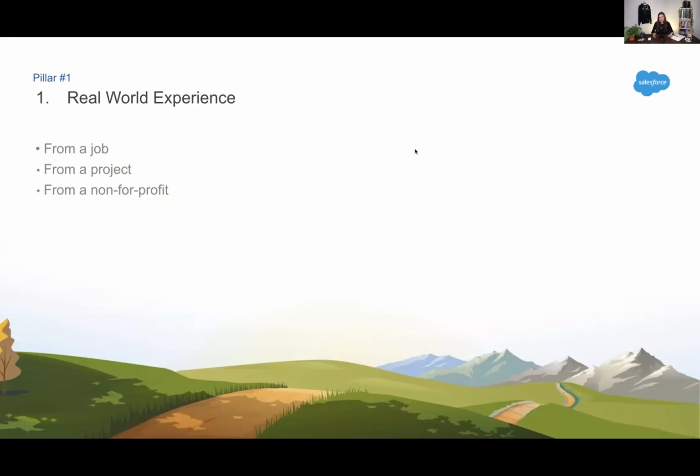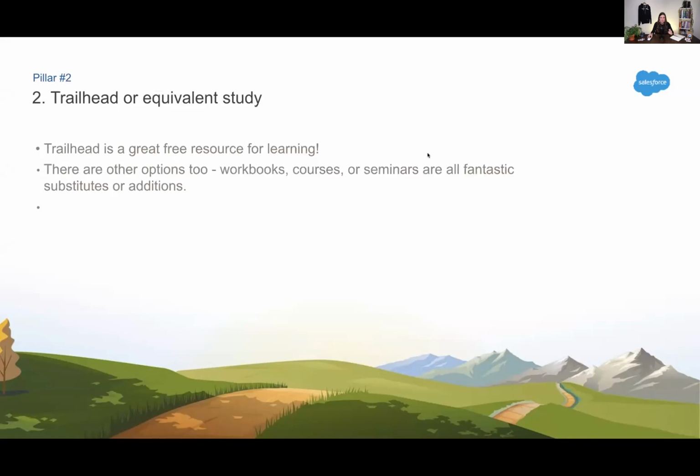So it's a really great project to try out when you're just getting started. It will give you the expertise of building an app from scratch, and you'll also have something to demo to potential employers or other people, or just to build on, which is really, really cool. So that's pillar number 1. Pillar number 2 is Trailhead or some equivalent study. So this is more geared towards learning more of the theory behind the practical.